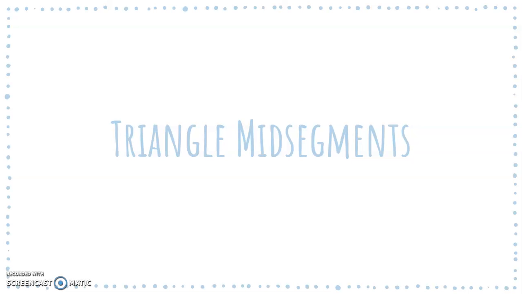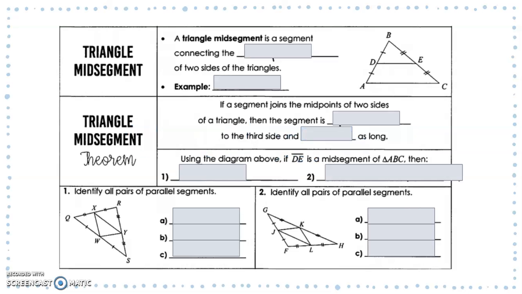In this unit with our similar triangles, we're going to be looking at triangle midsegments. Triangle midsegments have different relationships that allow us to solve problems. But before we look at that, let's take a look at what a triangle midsegment is. So a triangle midsegment is a segment that's connecting the midpoint of two sides of a triangle.